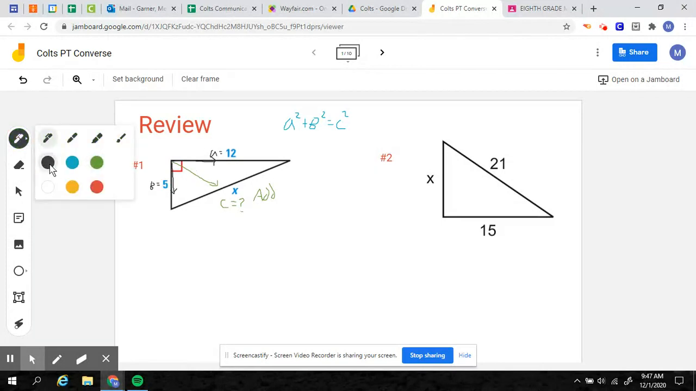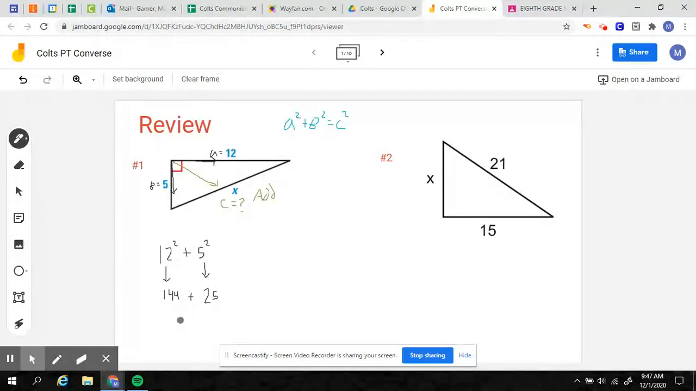So I will go ahead and do that. So you'll get 12 squared plus 5 squared. 12 times 12 is 144. And then 5 squared, which is 5 times 5, is 25. And remember, because we are solving for the hypotenuse, it is going to be adding these two together. So 144 plus 25.